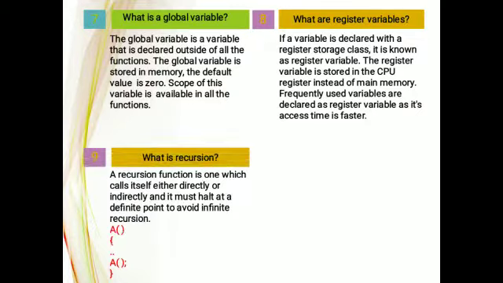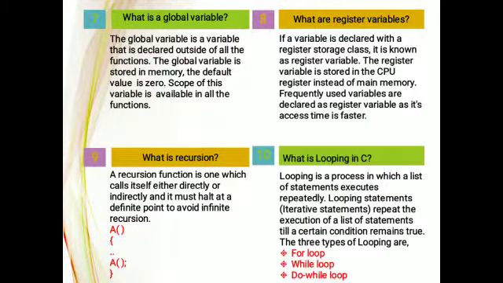What is recursion? A function which calls itself directly or indirectly is referred to as a recursive function, and that process is known as recursion. And it must halt at a definite point to avoid infinite recursion. Here a function A calls itself directly, so it is known as recursive function.